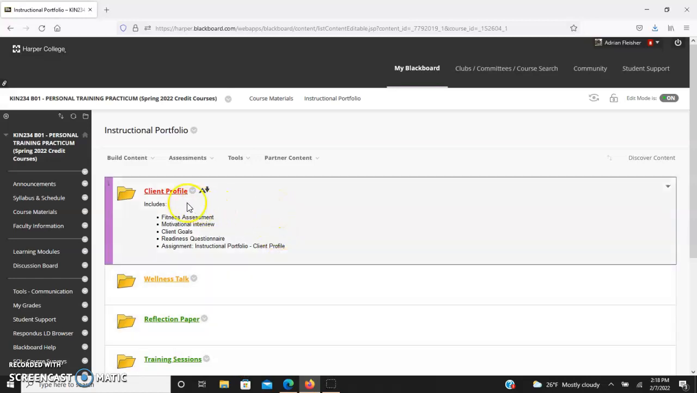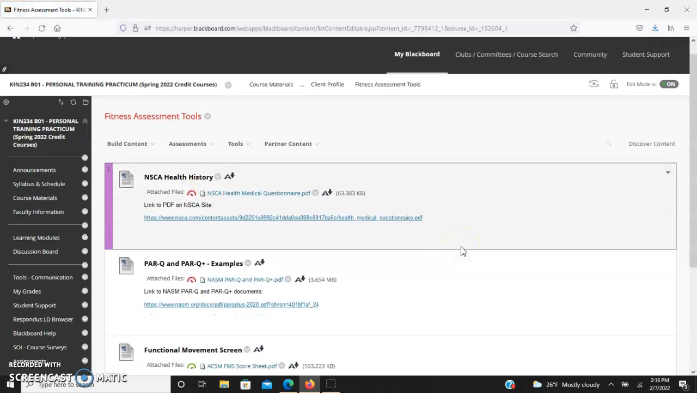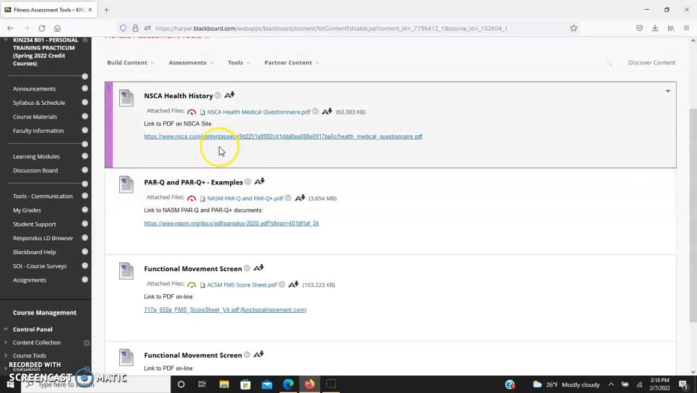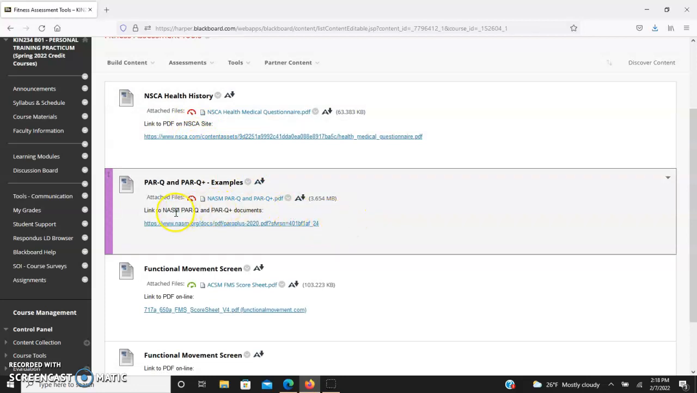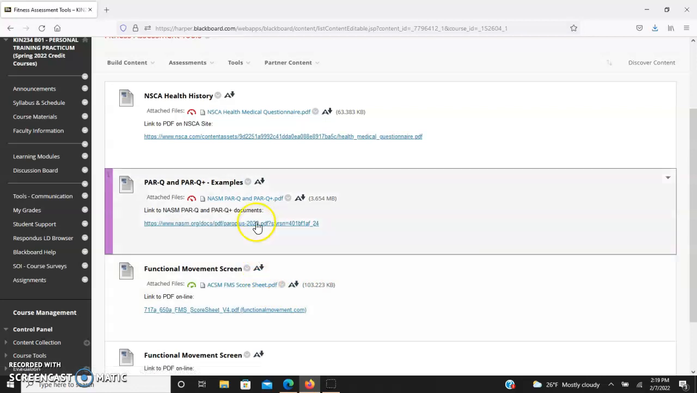So if we go ahead and open up client profile, the client profiles were 25 points. Within the client profile, there are a couple of different components, and I've talked about it in class where we talked about the objective versus the subjective. When you go into the assessment tools, I linked over a PDF on the National Strength and Conditioning Association website for health history, a PAR-Q on the NASM website, National Academy of Sports Medicine, and then a functional movement screen from the American College of Sports Medicine. You'll be able to open each one of these as a PDF, or you can link out from here.